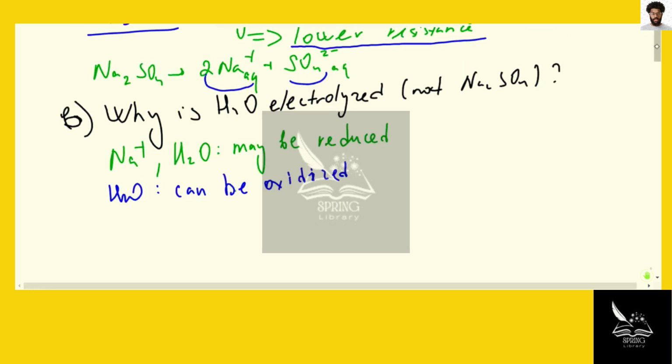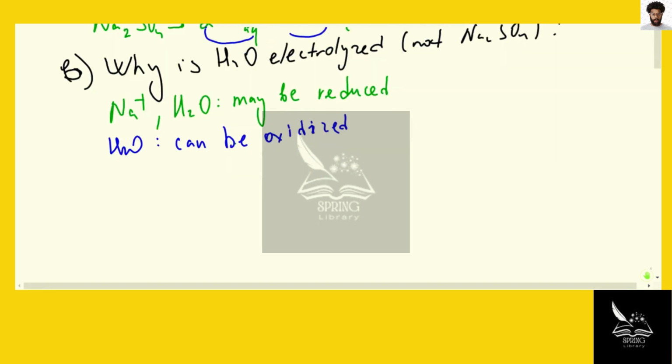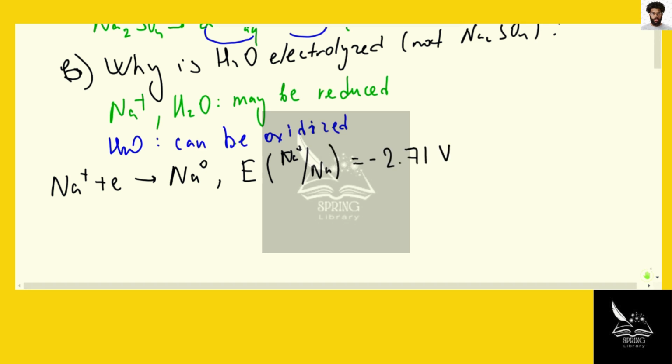So now we need to understand whether sodium or water will be reduced when current passes through the system. In order to answer this question, we need to calculate the redox potential of water and sodium. For sodium, the electrochemical reaction is shown here. Sodium cation receives one electron and forms sodium 0. And the potential of this reaction is negative 2.71 volts versus standard hydrogen electrode.